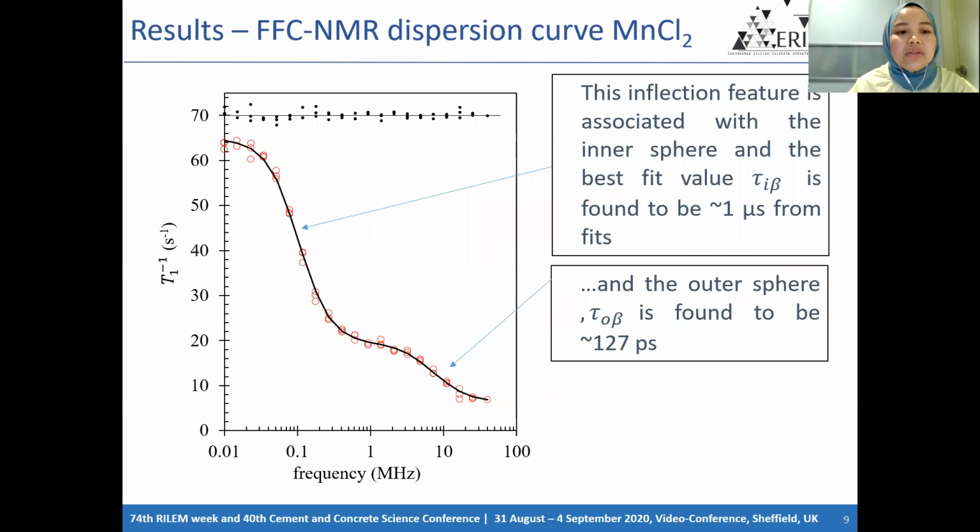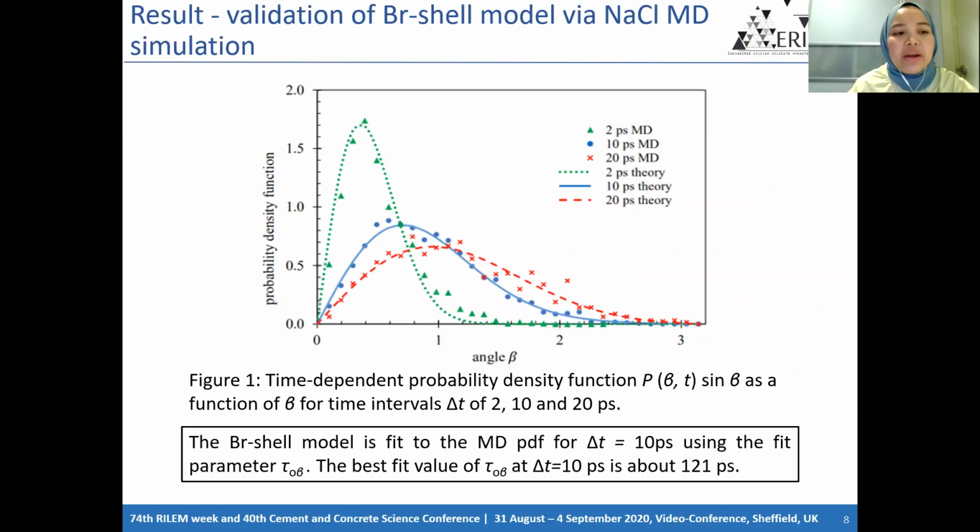And these are the results of the probability density function describing the angle beta with time to validate the Brownian shell model. It is found that the Brownian shell model fits the MD at 10 picoseconds using the tau alpha beta parameter. The best fit value for tau alpha beta is about 121 picoseconds.